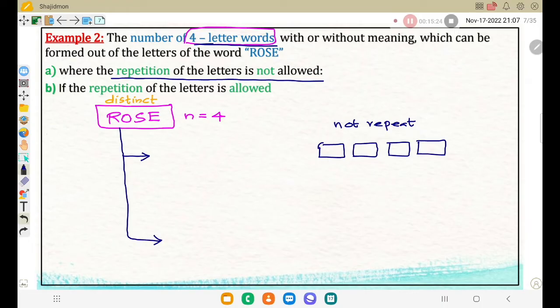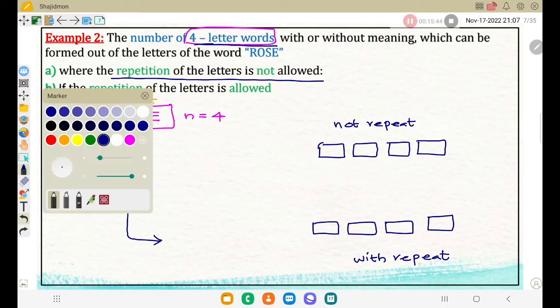And the second part of the question, with repeat. Repetition of the letters is allowed, correct? So we need to create a 4-letter word, the repetition allowed, correct? So I can write with repeat, correct? With repeat, that means repetition is allowed.